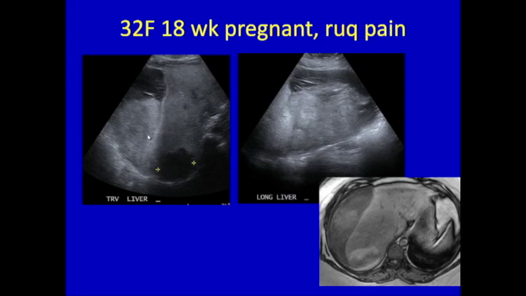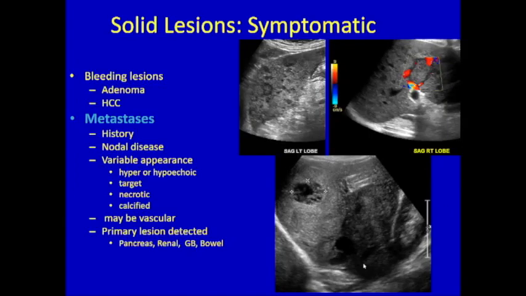You can see a lot of hemorrhage here, subcapsular hemorrhage, and this is a lesion. When you see it on MRI, it has obvious hemorrhage within it. So another adenoma. I'm going to move now into symptomatic solid lesions, and then we'll move into the cysts and the avascular lesions.